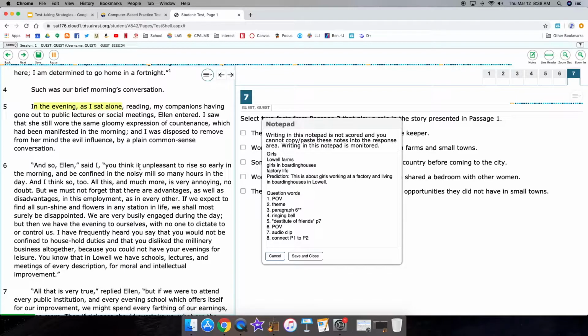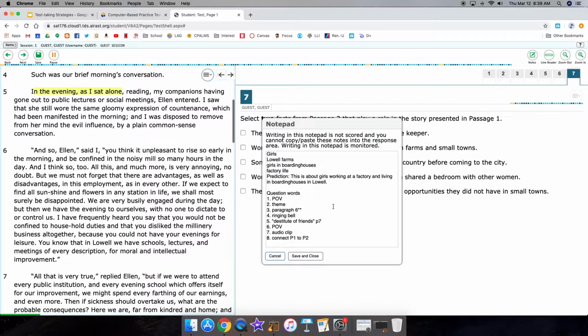We are very busily engaged during the day, but then we have the evening to ourselves, with no one to dictate to or control us. I have frequently heard you say that you would not be confined to household duties, and that you dislike the millinery business altogether, because you could not have your evenings for leisure. You know that in Lowell we have schools, lectures, and meetings of every description for moral and intellectual improvement.